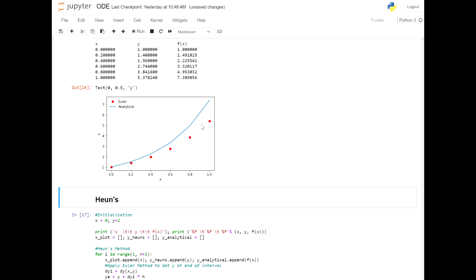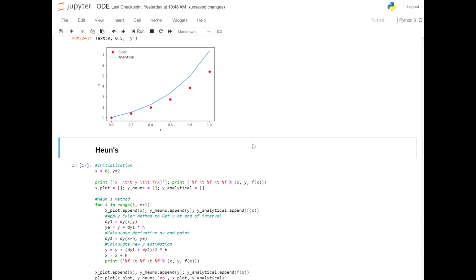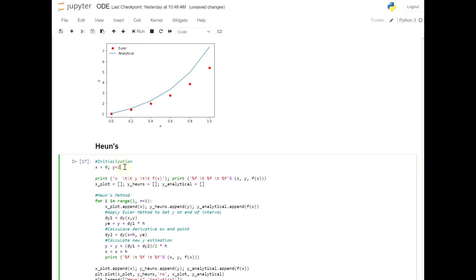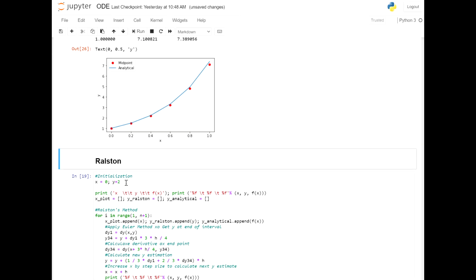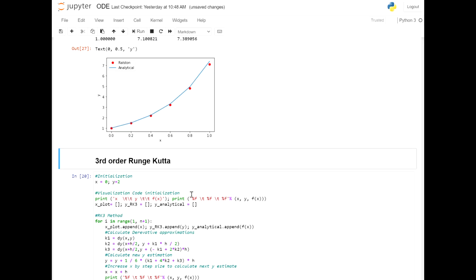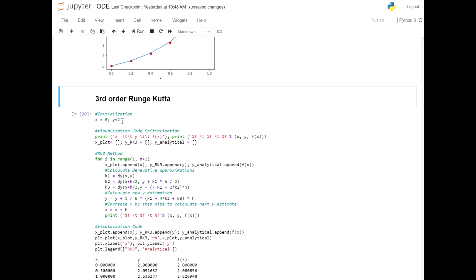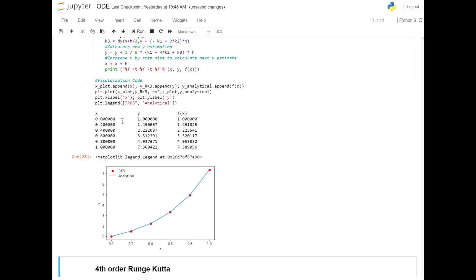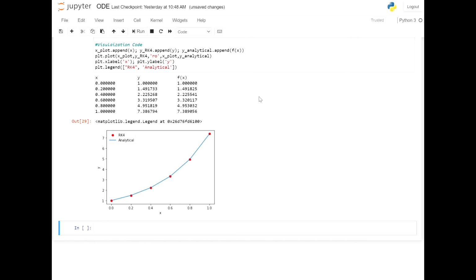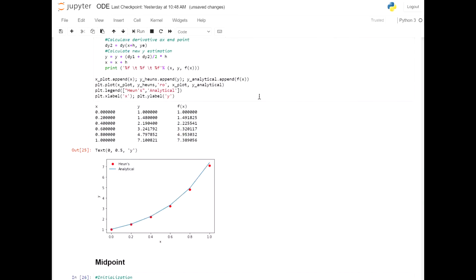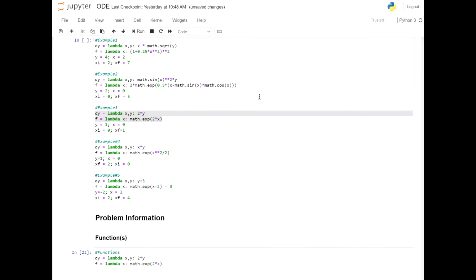Good. Again, captures the trend, but still we have error. Let's see what the Hans is going to do. Much better approximation. This should be similar. Also, Ralston should be similar. And this should be a slight improvement on the last 3. As you can see, slight improvement. And this should be by far the best of them all. And let's go to the fourth example, which is x times y.